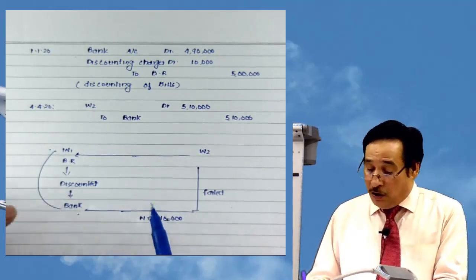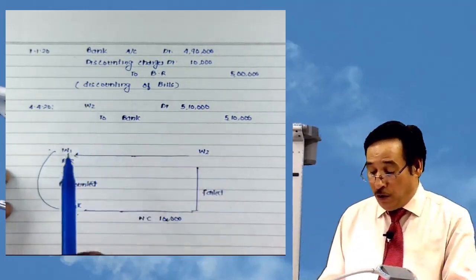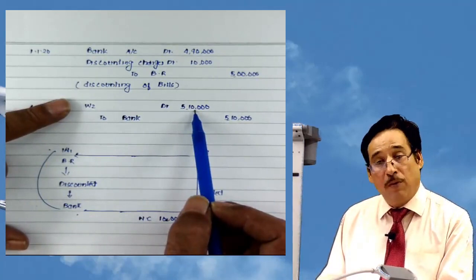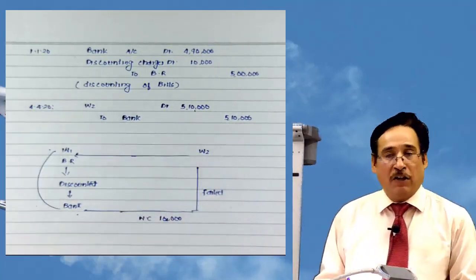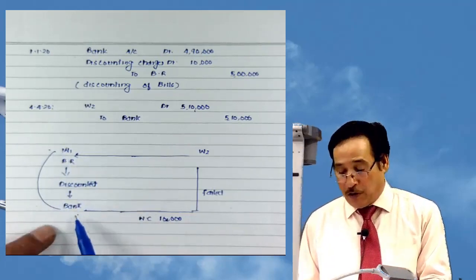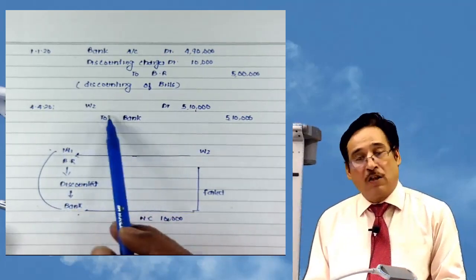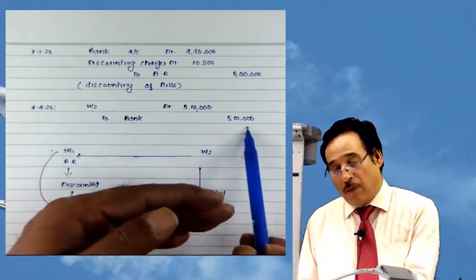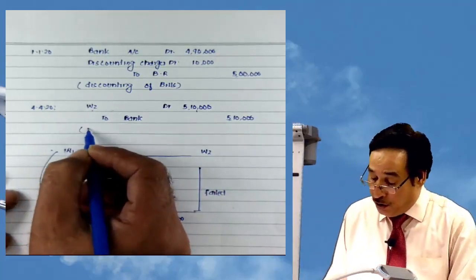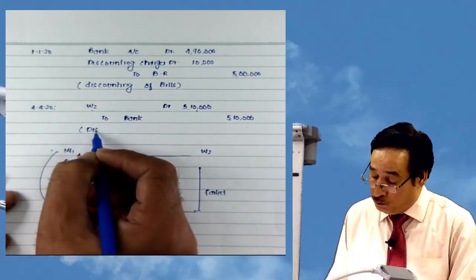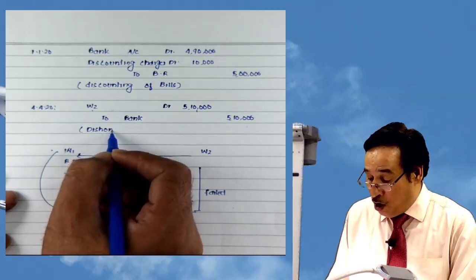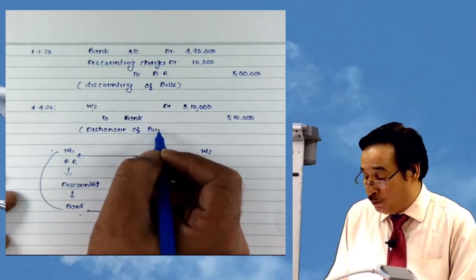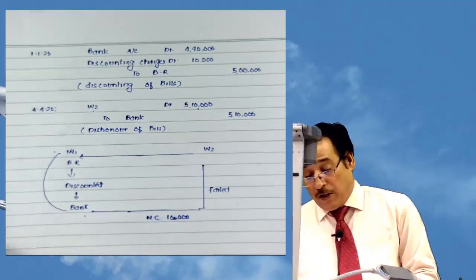So this entry is being made in the books of W1. This entry means W1 is supposed to recover 5,10,000 from W2 and he has to pay that amount to the bank, 5,10,000. Because you can see the liability on W1 with respect to the bank is 5,10,000. So this dishonor entry shows that W1 is supposed to receive 5,10,000 from W2 and this amount is payable to the bank, 5,10,000. Correct? So this is the dishonor of bill entry. You got my point or not?